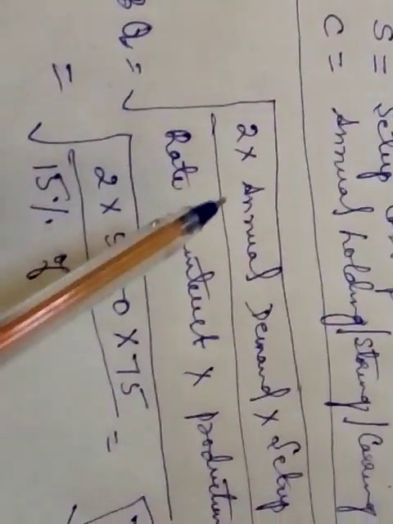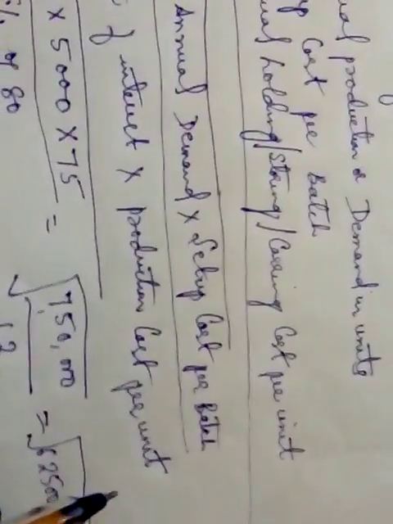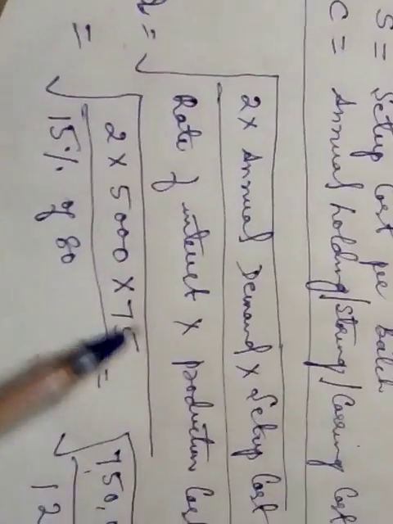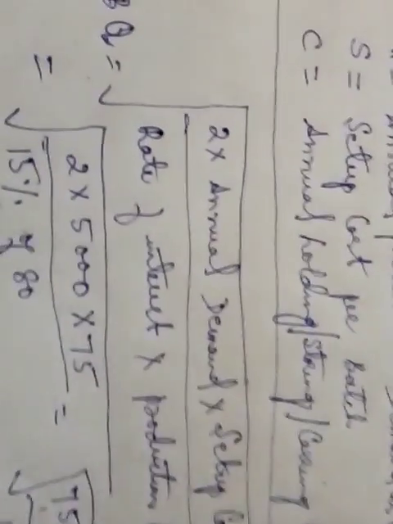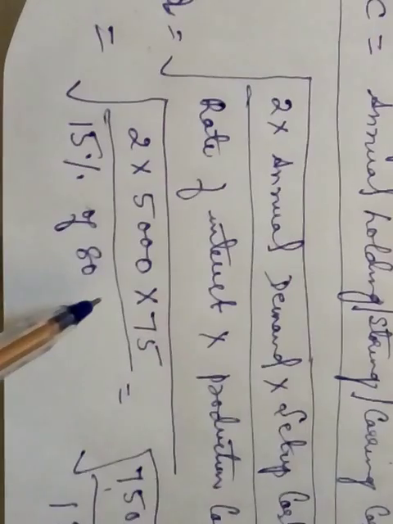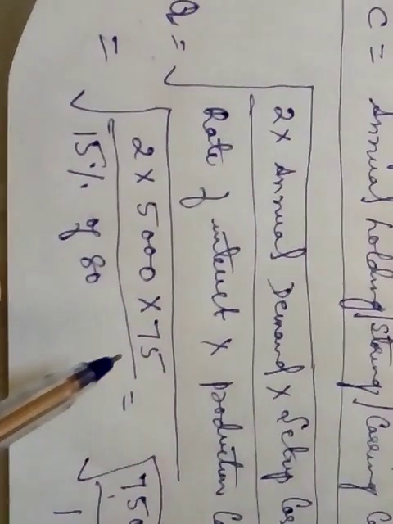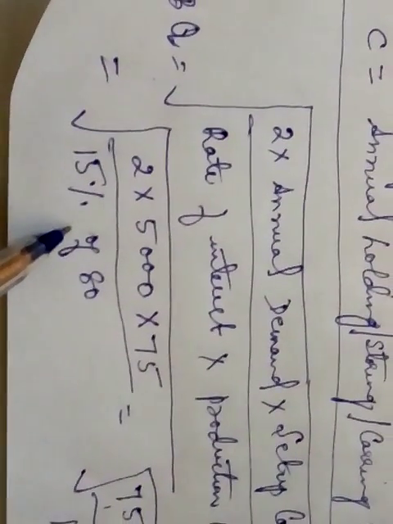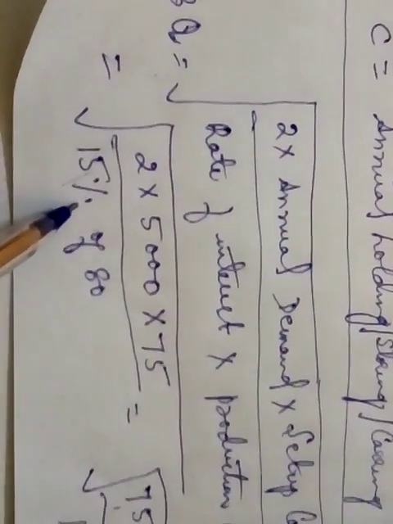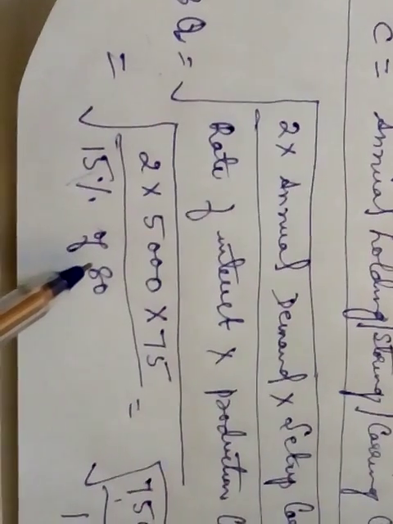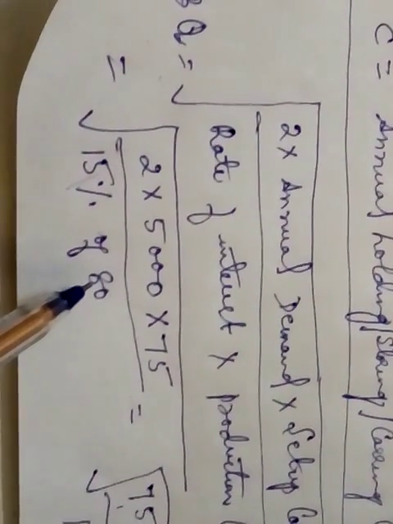Here we can calculate economic batch quantity by applying the formula: 2 into annual demand into setup cost per batch divided by rate of interest into production cost per unit. So we can consider here root of 2 into 5000, which is the annual demand, into 75, which is the setup cost per batch, divided by rate of interest, annual rate of interest given 15%, and cost of production per unit given 80.